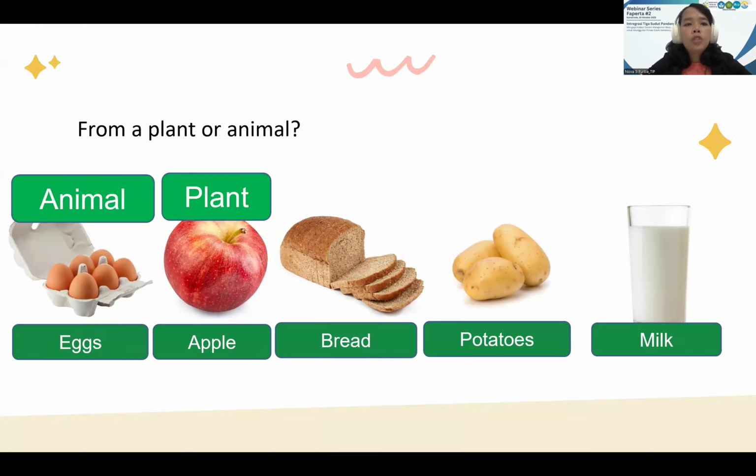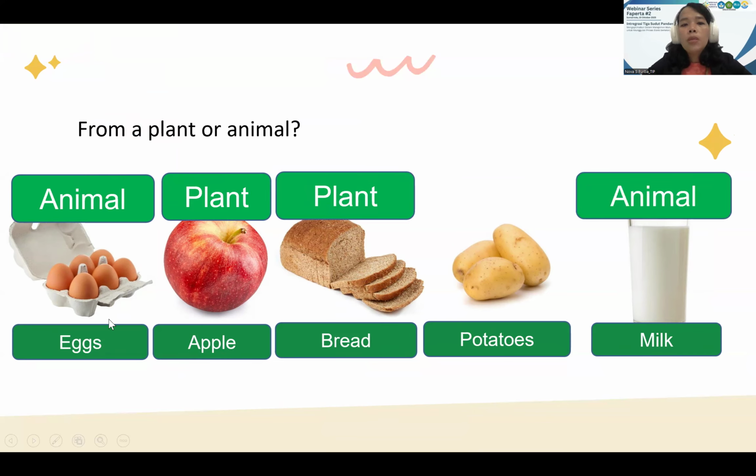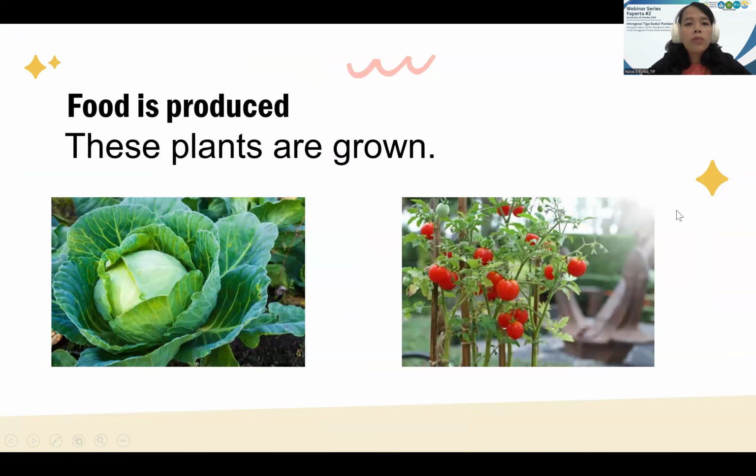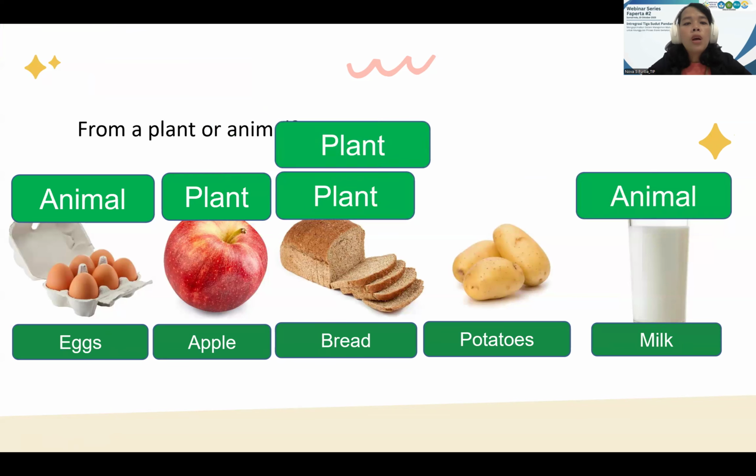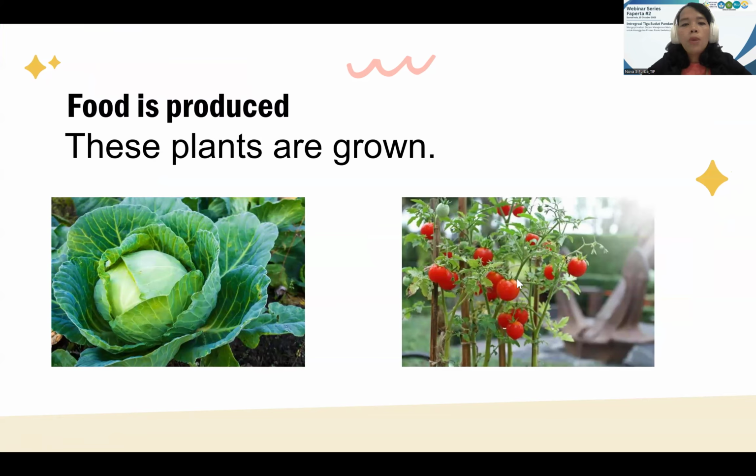Have a look at this picture, from plant or from animal. As we see, the raw eggs, apples, or even processed food like bread are made from plants. Potatoes, and even fresh milk is from animals. So it means the food is produced. So, like some plants, let's say apples or potatoes.